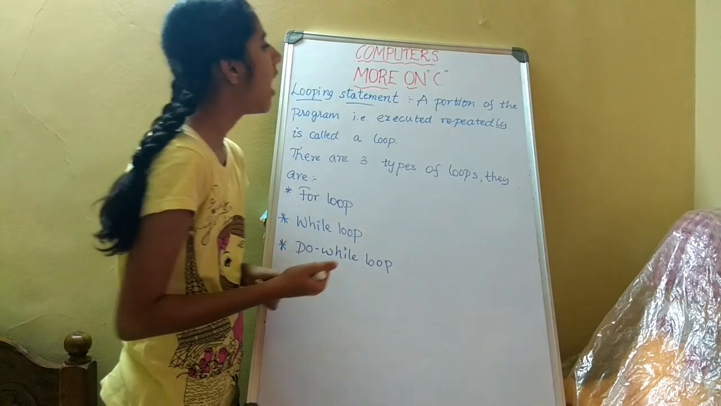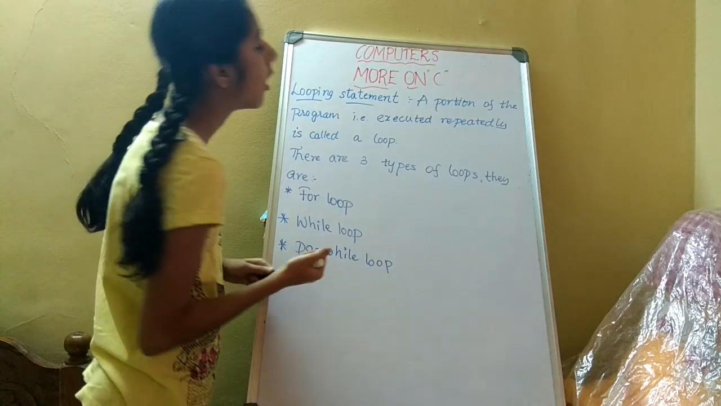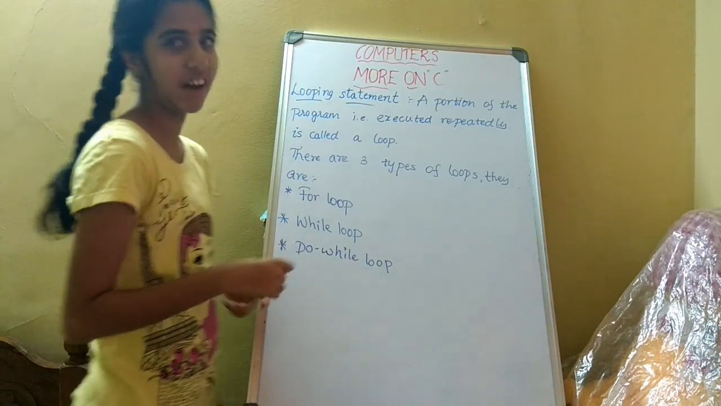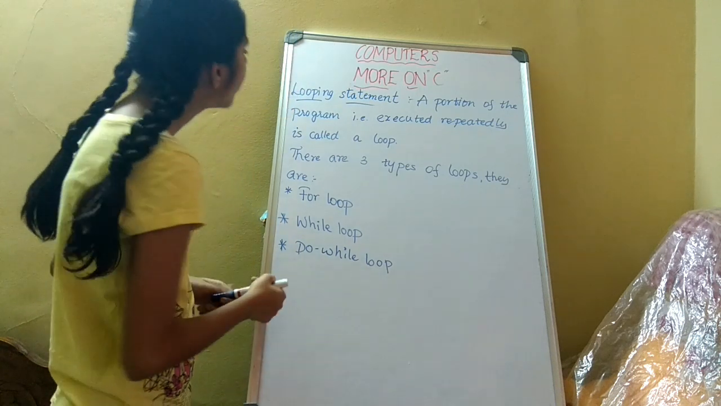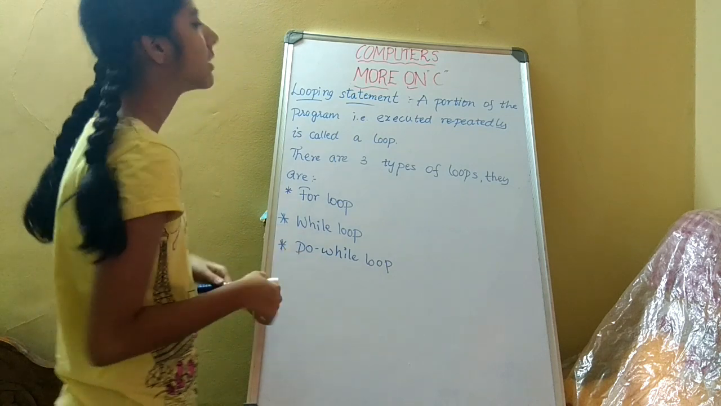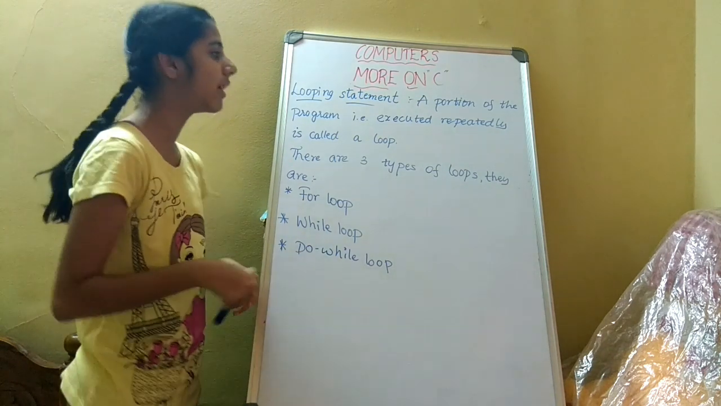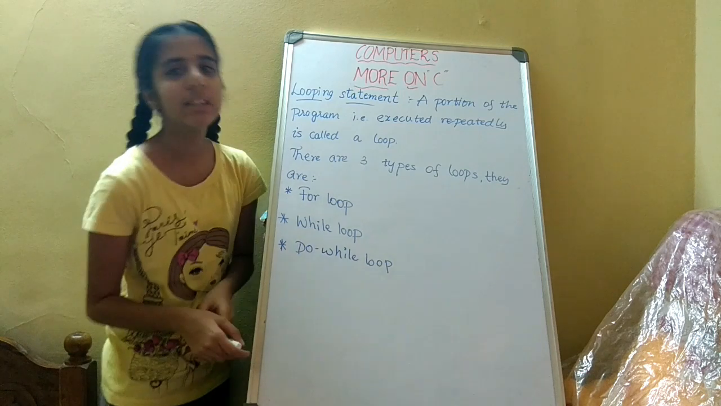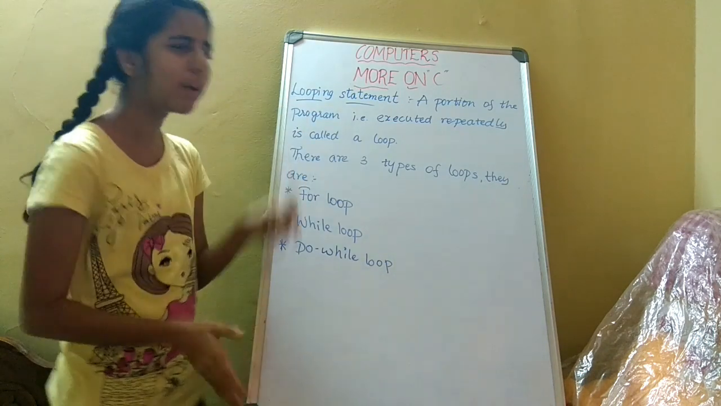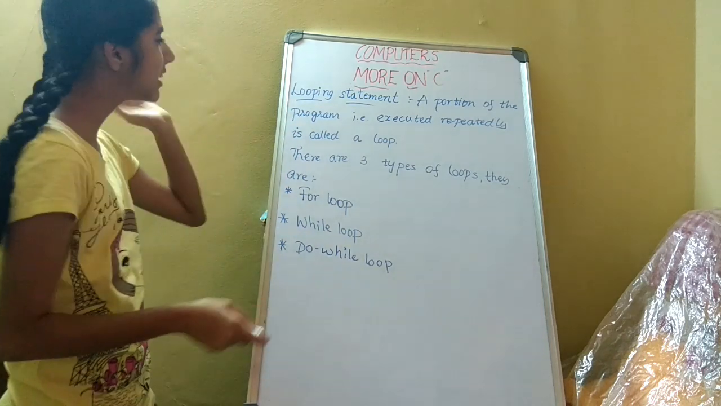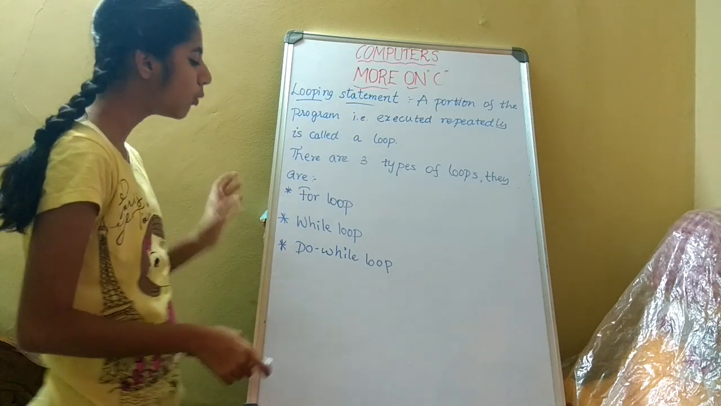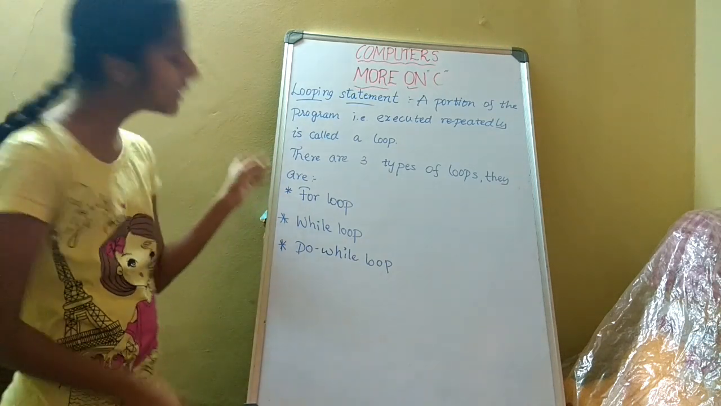Looping statement. The portion of the program that is executed repeatedly is called a loop. So this loop is used for executing repeatedly; if you give 1 to 10, it will keep coming repeatedly the same way. There are three types: for loop, while loop, and do while loop. Now we are going to discuss the for loop.